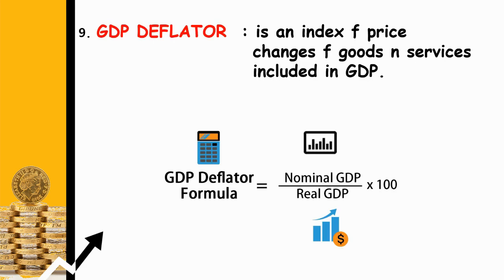The next one is GDP Deflator. GDP Deflator is the index of price changes of goods and services included in GDP. So it is a price index which is calculated by dividing the nominal GDP, that is, GDP at current market price level in a year, by the real GDP for the same year and multiplying it by 100. So GDP deflator is equal to nominal GDP divided by real GDP, which shows the change in price, multiplied by 100.